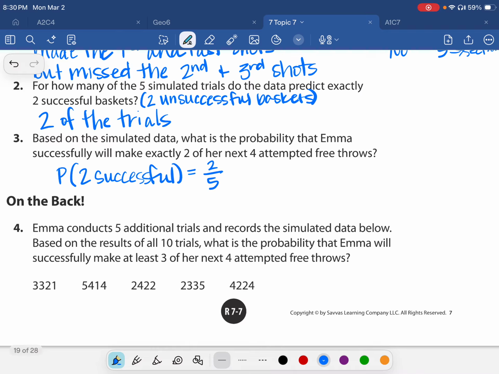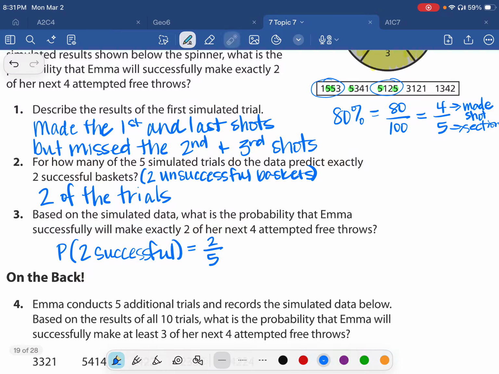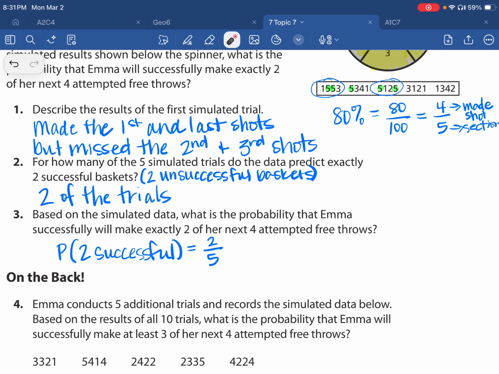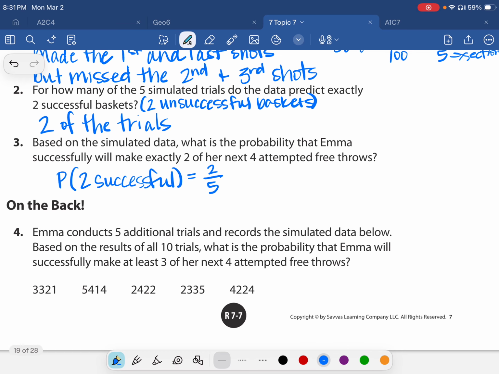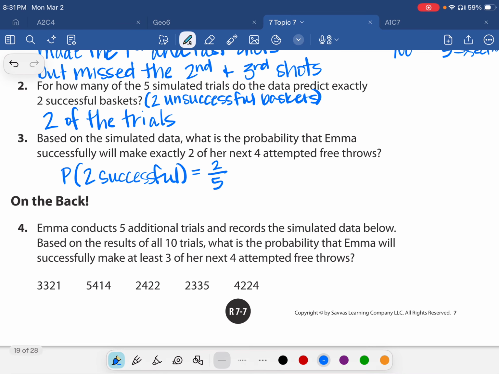Okay, again, same situation, still dealing with Emma. She's going to conduct an additional 5 trials and records the data below. Based on the results of all 10 trials, so these 5 plus the 5 up here, find the probability that Emma will successfully make at least 3 of her next 4 attempted free throws. So take a second to pause the video and come up with your answer, and then come back and we'll check it together.